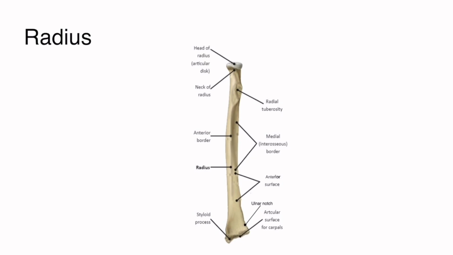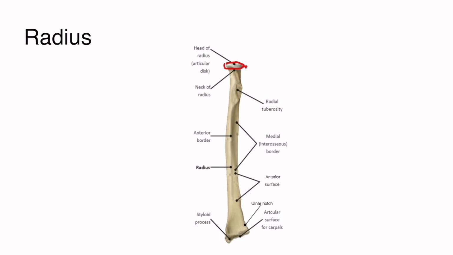The first one is the proximal end. We start with the head of radius. It's a disc-shaped structure at the very top of the radius, and it articulates with capitulum of humerus, makes humeroradial joint, and also radial notch of the ulna. It makes proximal radio-ulnar joint.